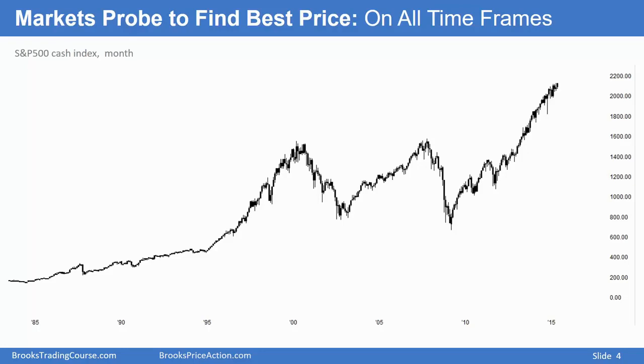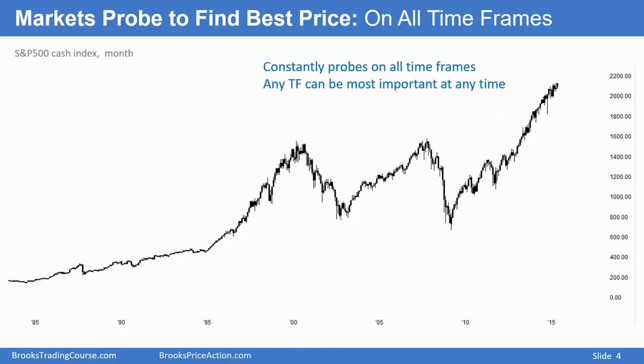I've been talking about intraday charts, but the market's probing to find the best price on all time frames. This is a monthly chart of the S&P Cash Index. It turned down from this high, and then it rallied from approximately that low, and approximately a 50% pullback, and then it rallied strongly, and what happened once it got to this high? It sold off.